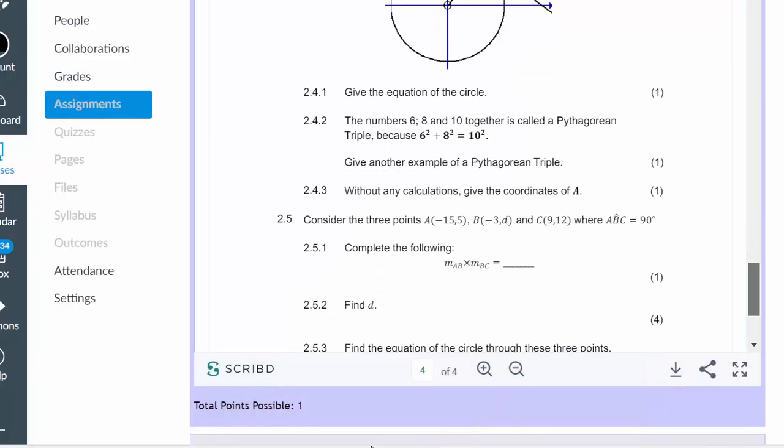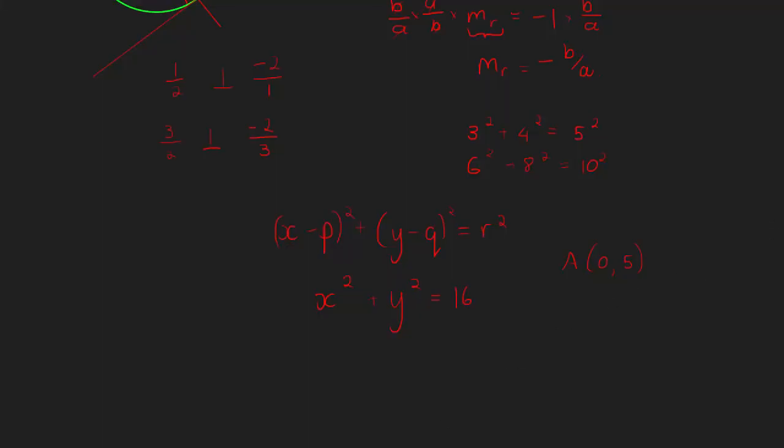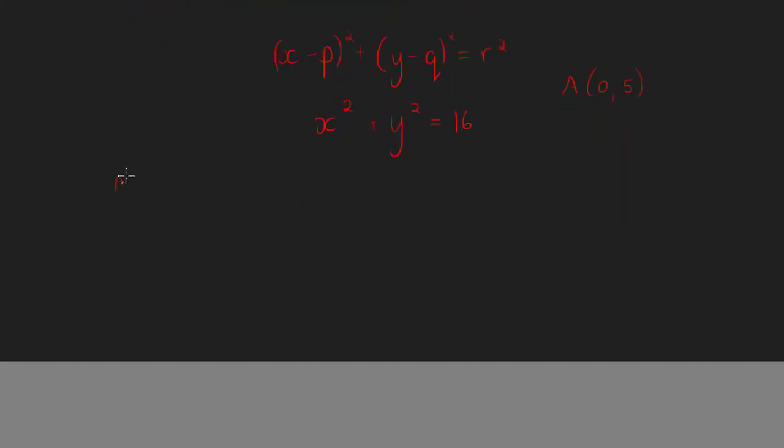Okay, now consider 3 points. So here we have 3 points. Complete the following. Now they say about these 3 points that at angle B there's a 90-degree angle. So AB is perpendicular to BC. Complete the following: the gradient of AB times the gradient of BC will equal -1. Why -1? Because they are perpendicular. So the gradient of AB times the gradient of BC will equal -1.